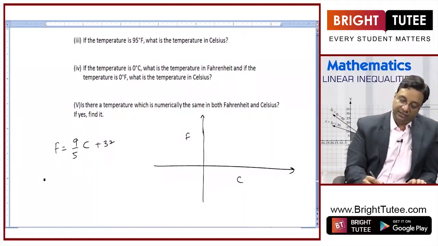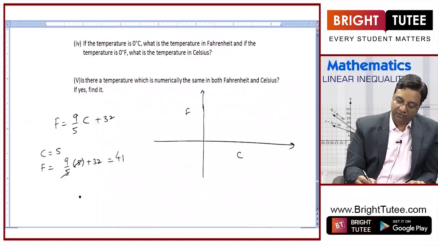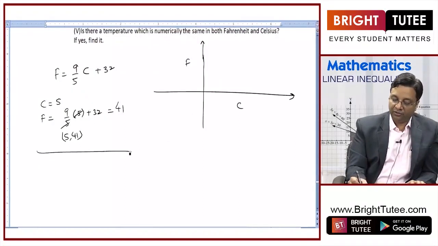Now if I take Celsius C equal to 5, what will be F? F will be 9 by 5 into 5 plus 32. This will get cancelled out, so it will be 41. So this will be one of the points, 5, 41. You can write it in tabular form also.